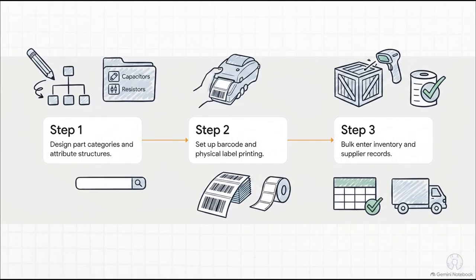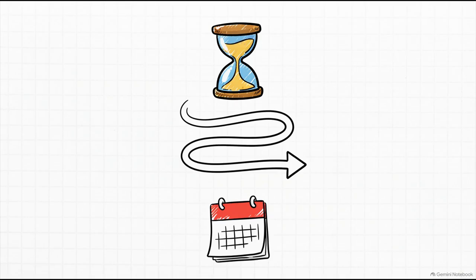A super common mistake is just rushing in to type out data. Don't do that. Instead, meticulously plan your part categories and custom attribute structures first. Think about how you're actually going to search for parts later. Next, physically set up your barcode and label printing. Get those physical habits established early. Only then, once all that is done, should you move to step 3 and begin bulk importing your valuable inventory and supplier records.